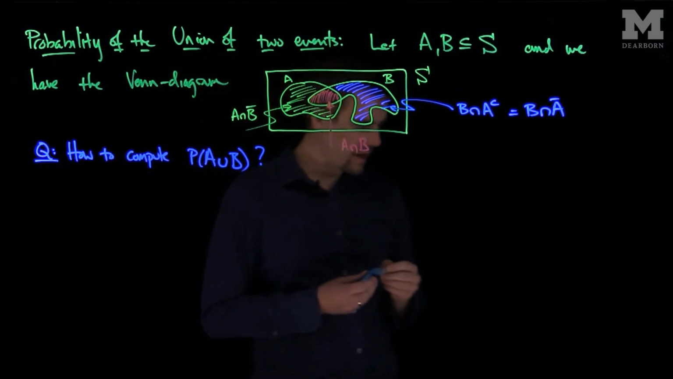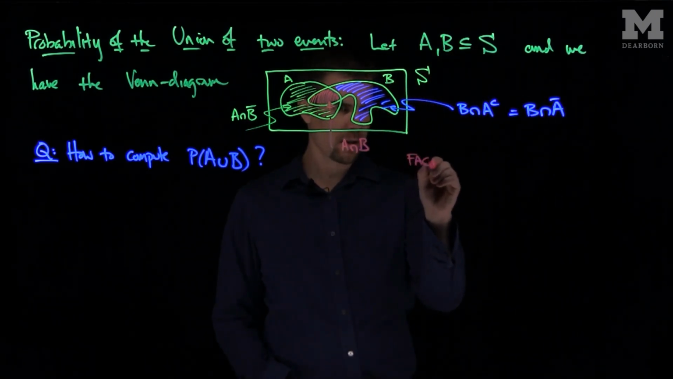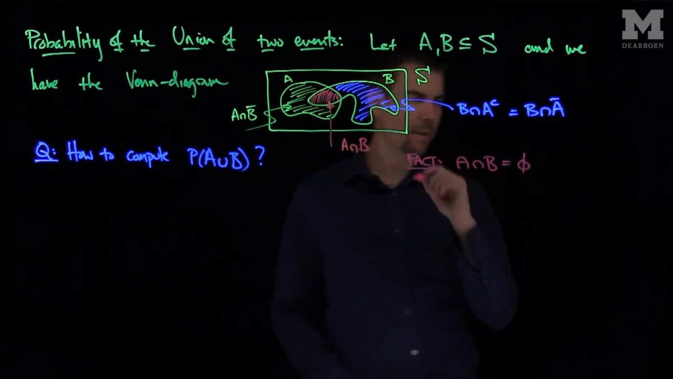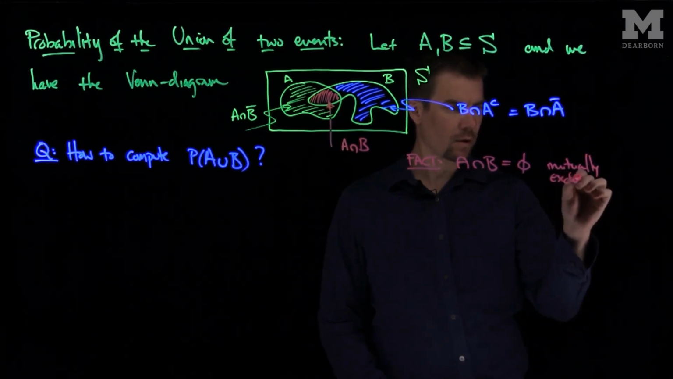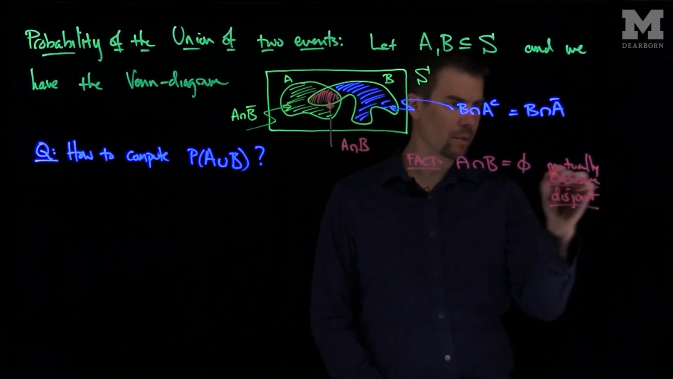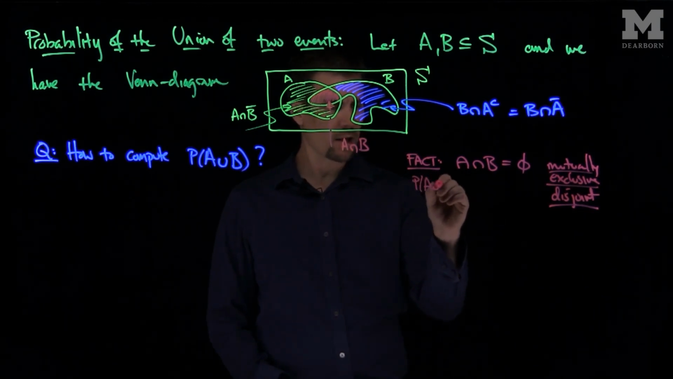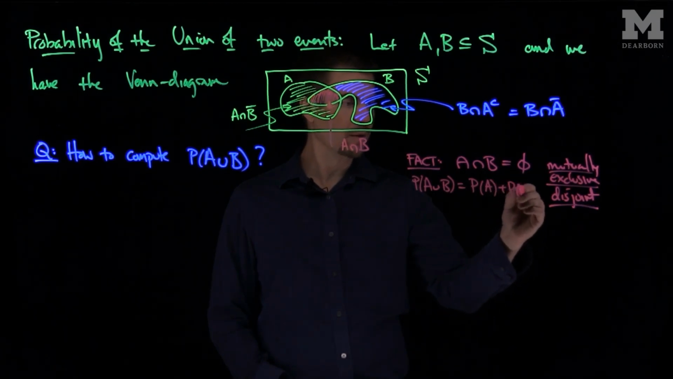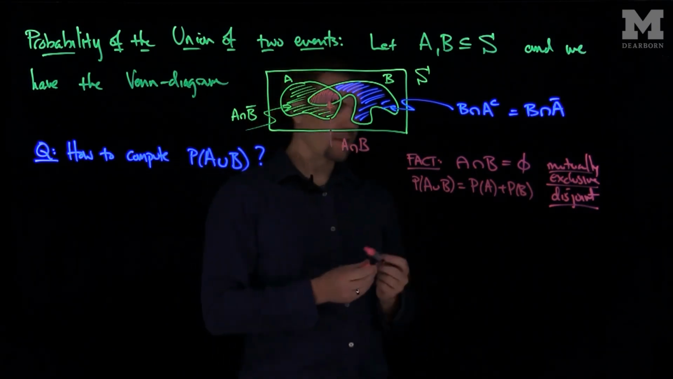And we recall from the axioms of probability, here's a fact. If A intersect B is empty, that means they're mutually exclusive or disjoint. So if I have disjoint or mutually exclusive events, then the probability of A union B, by the definitions of probability, is the probability of A plus the probability of B. But it's not necessarily true in general, and this is the case.